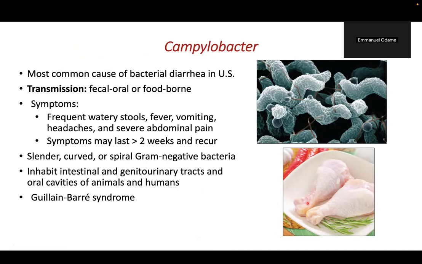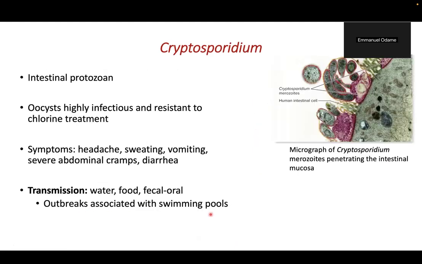Next on our list, we have Campylobacter. It is the most common cause of bacterial diarrhea that we have. Transmission is through oral and foodborne routes. Symptoms include frequent watery stool, fever, vomiting, headache, and also severe abdominal pain. They are slender, curvy, spiral gram-negative bacteria, as we can clearly see in this image. They inhabit the intestines and GI tracts and also the oral cavity of animals and humans, leading to Guillain-Barré syndrome and causing severe damage to your GI tract.